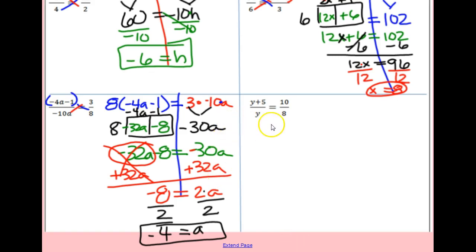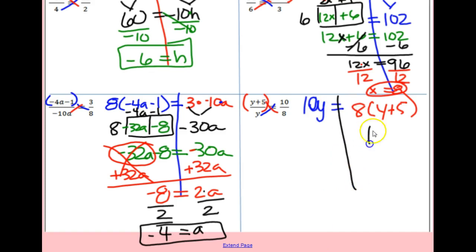I would encourage you to try this last one on your own and check to see if you got it right. We are cross multiplying, so y times 10 is just 10y. And then on the other side, we have 8 times this whole piece in parentheses, y plus 5. So we need to distribute over here. 8 is our teacher, y plus 5 is in our classroom. 8 times y, just put them together, 8y. And 8 times 5 is a nice 40. So we have 8y plus 40.